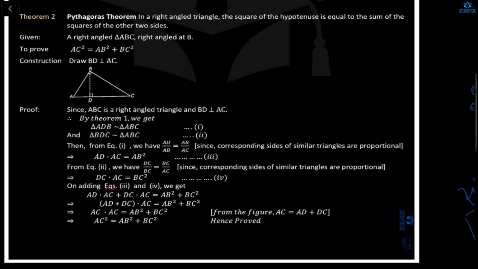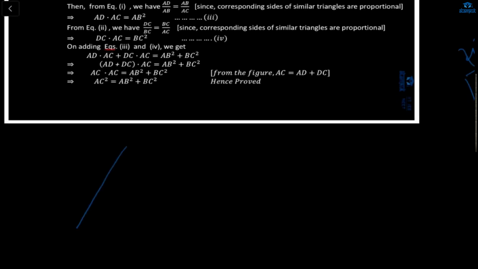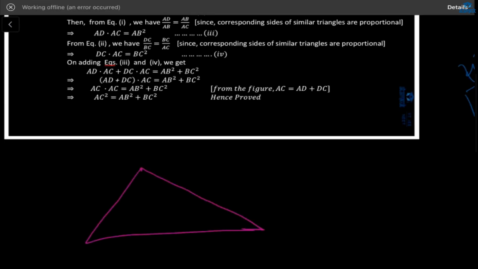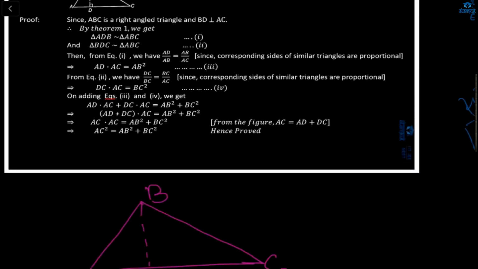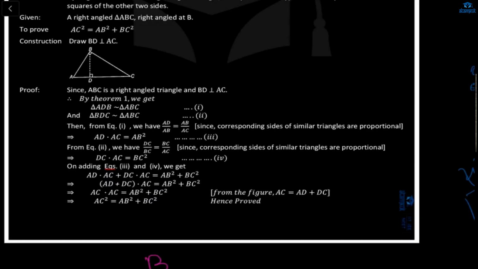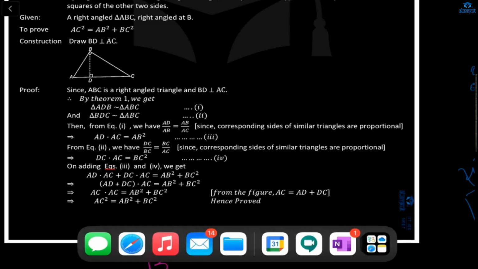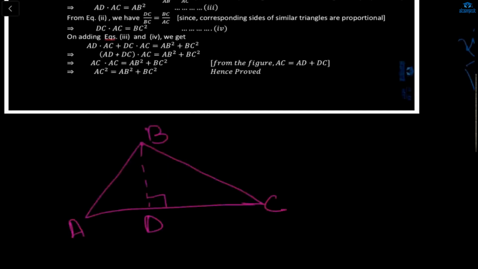It is a simple construction that we are doing. Is the blue visible? Is this color visible? Yes. Okay, it's fine. So in the Pythagoras theorem, we are doing a simple construction, that is, drawing BD perpendicular to AC. That means this angle will be 90 degrees.